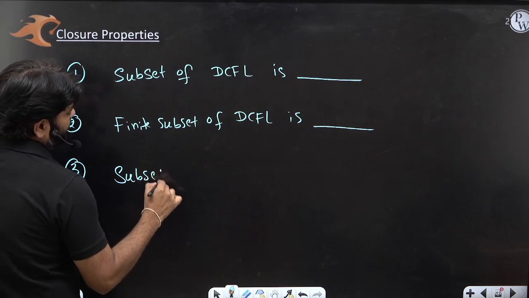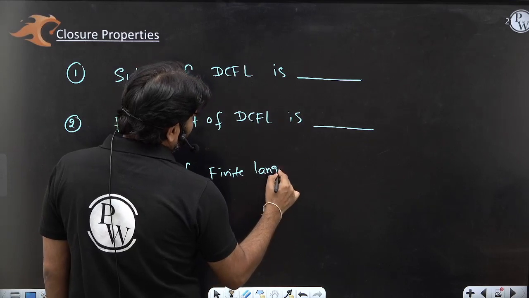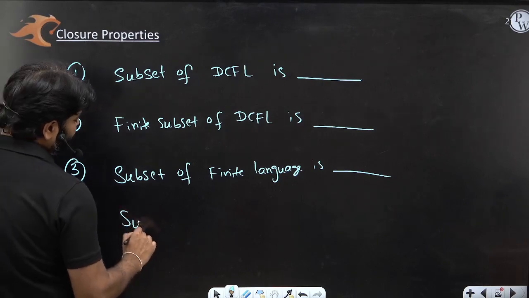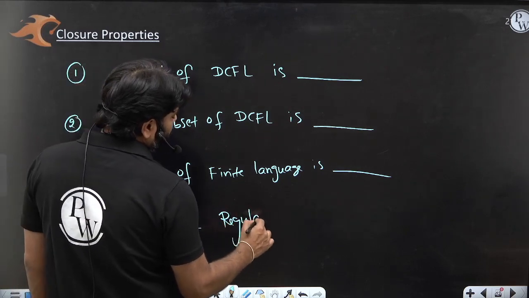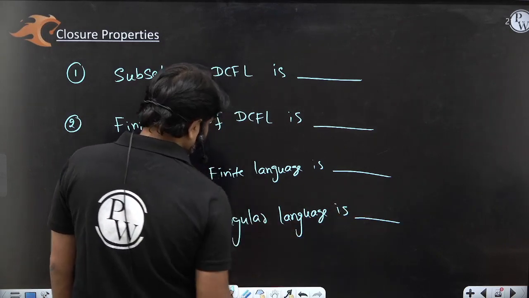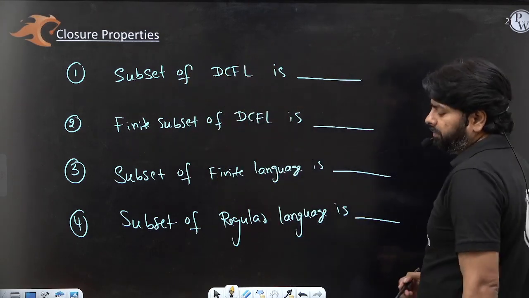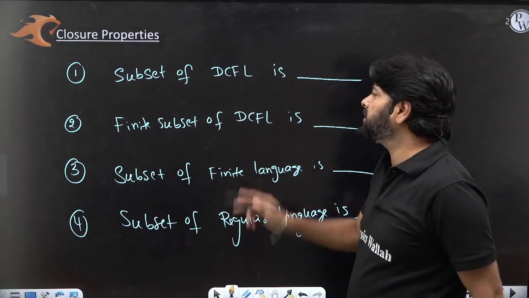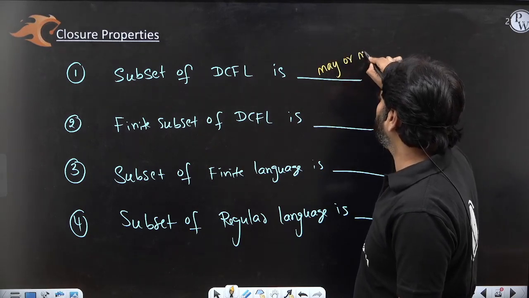Subset of a finite language is dash. Even subset of a regular language. The subset operation is very, very important. First one, subset of a DCFL. We know subset operation is not closed for regulars, not closed for DCFLs, not closed for CFLs. So with this result, anything is possible. May or may not be DCFL.